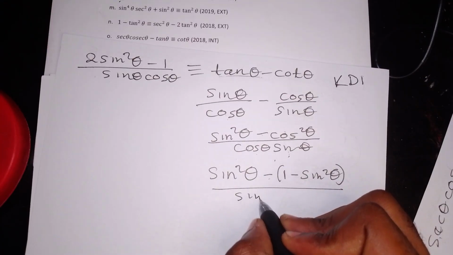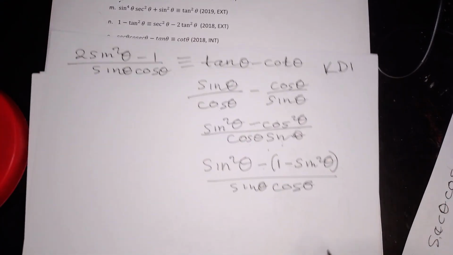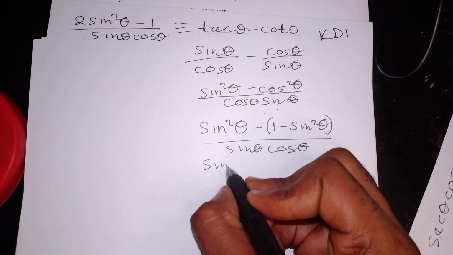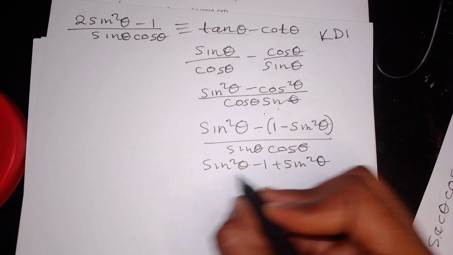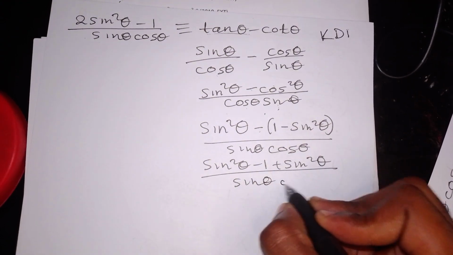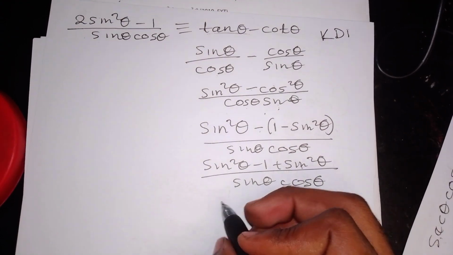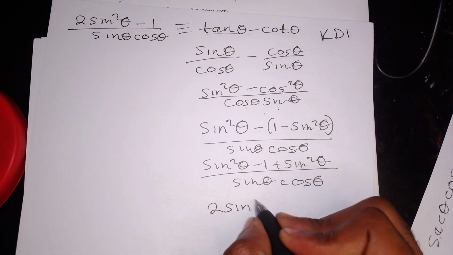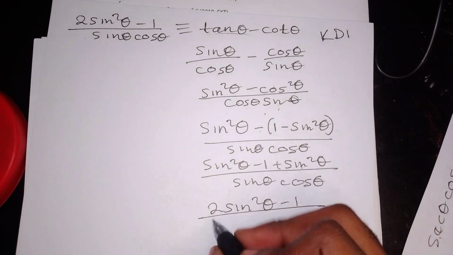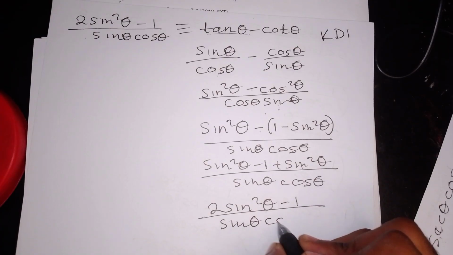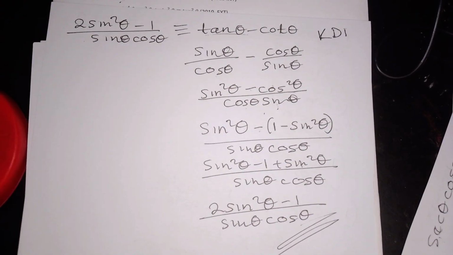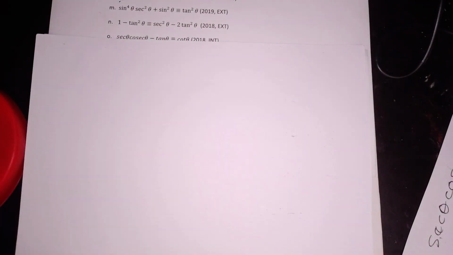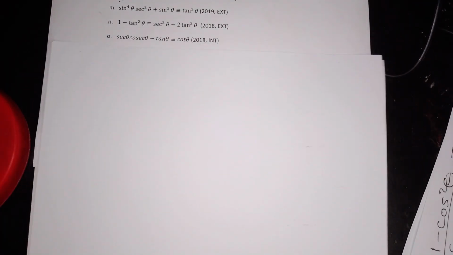So I'll start with sine theta cos theta. Then when you expand the brackets, you have minus 1 and then plus sine squared theta over sine theta cos theta. Then this plus this will give you 2 sine squared theta minus 1 over sine theta cos theta. And as you can see, this is what we want. Okay, I think we are done here.